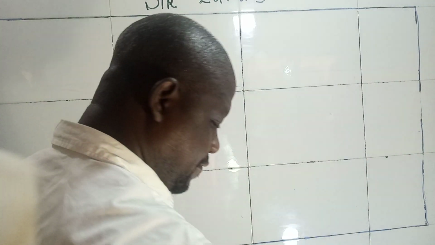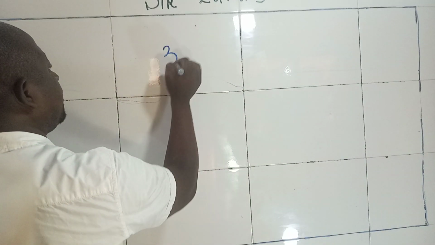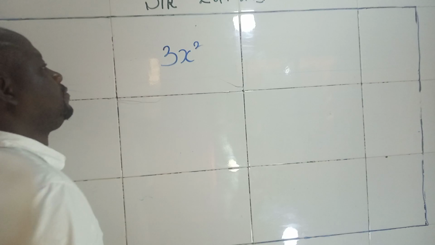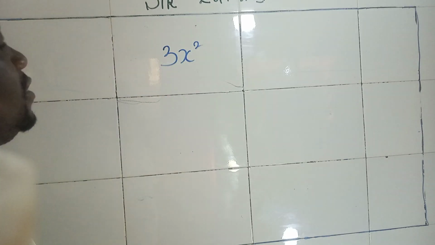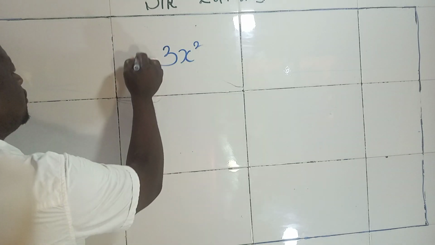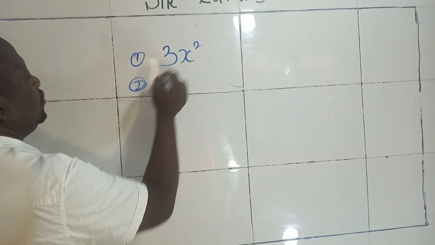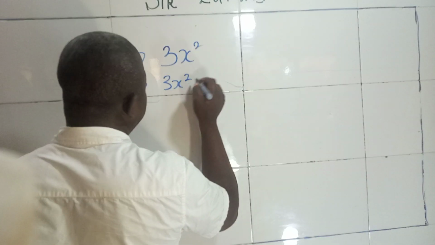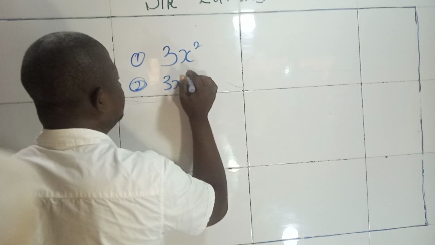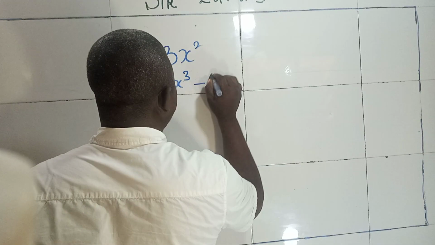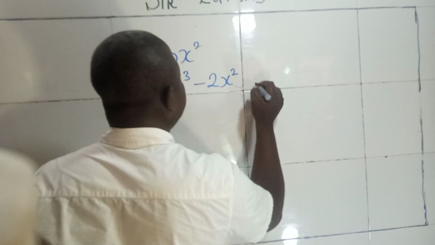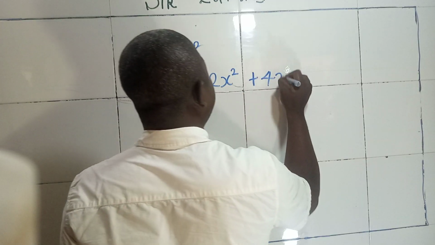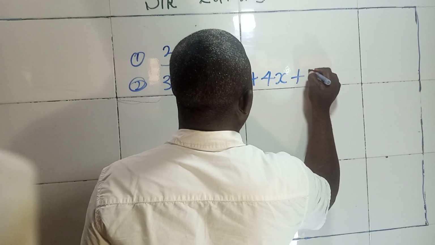Let's say I have 3x squared. Question 1: differentiate 3x squared. Question 2: differentiate 3x raised to power 3 minus 2x raised to power 2 plus 4x plus 3.